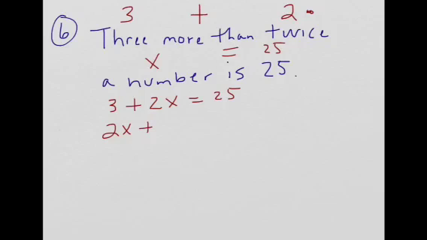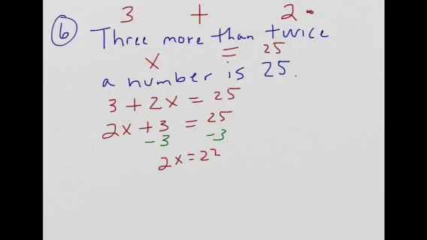So 2x plus 3 is equal to 25. Is the variable on the left? It is. Is it first? Yes, it is. Is it by itself? No, it's not, so we're going to need to zero pair the 3. So now we have 2x is equal to 22.